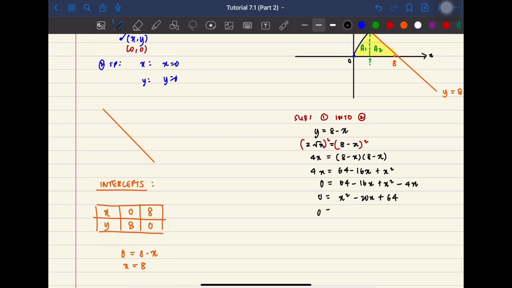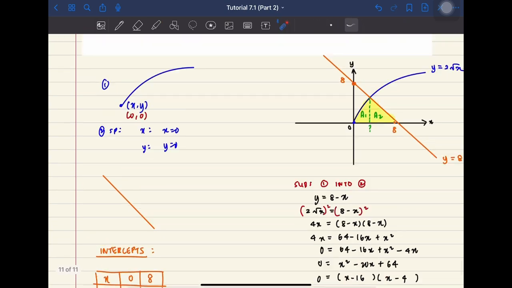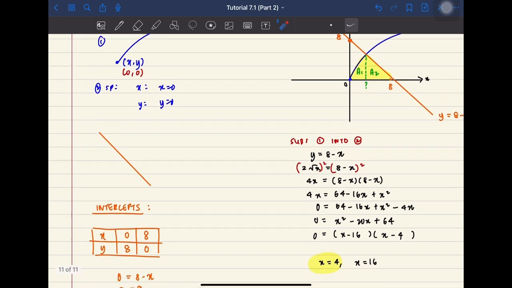Macam biasa boleh pakai calculator terus. So akan dapat dua value. So yang pertama x minus 16, yang kedua x minus 4. So there are two value which is x equal to 4 and x equal to 16. So we have two value of x. So yang mana yang logik untuk letak dekat sini? It is 4. Okay, ada dua intersection point. But for this one, yang logik adalah 4 lah. Okay, so kita pilih 4.